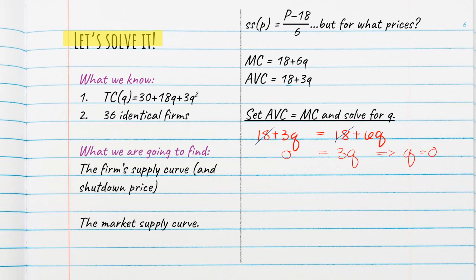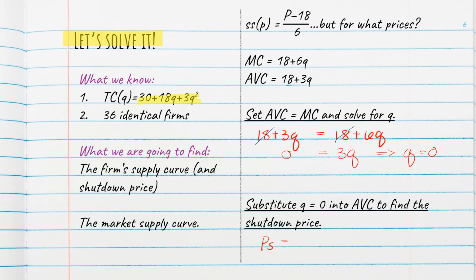This is a relatively common result when solving for the shutdown price. Whether you see it depends on the structure of the total cost curve. But here, because our total cost curve only goes to a Q squared term, we sort of expect to see this result, that the point at which marginal and average variable cost equal each other is actually where Q is 0. Once we know that Q is 0, we just take that value and substitute it back into the average variable cost curve to find the shutdown price. So the shutdown price is the minimum of the average variable cost. We know average variable cost is minimized when Q is 0. So the shutdown price is 18 plus 3 times 0, which is, of course, $18.